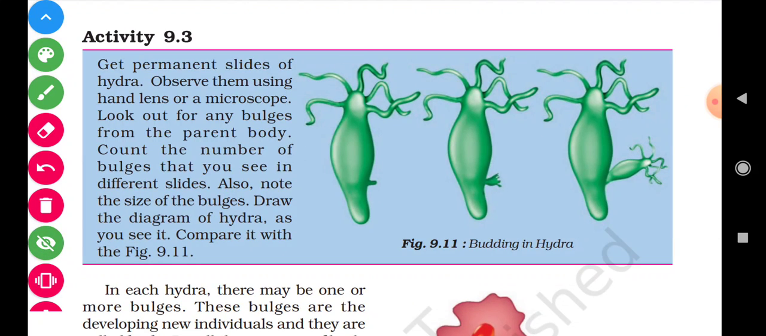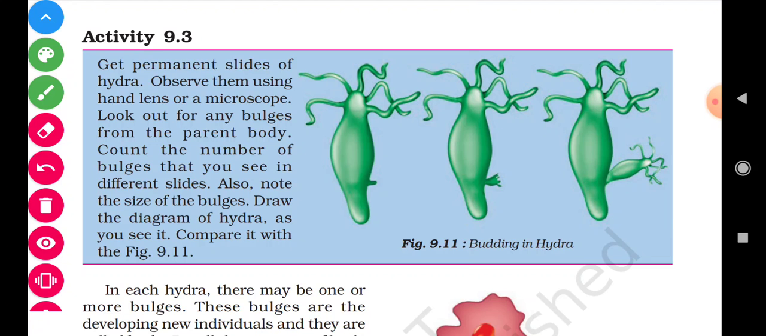Let us understand with this activity. Get a permanent slide of Hydra. Hydra is a type of organism. Observe them using a hand lens or a microscope. Look out for any bulges from the parent body. Count the number of bulges that you see in different slides. Also note the size of the bulges.